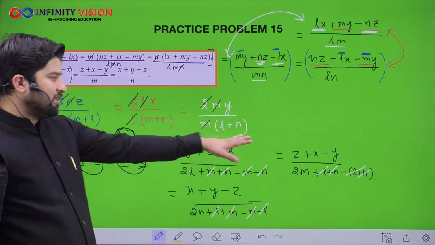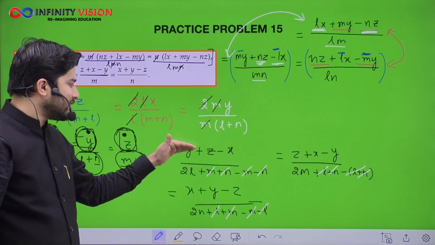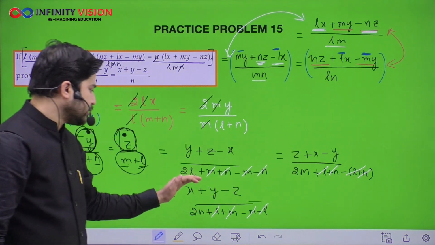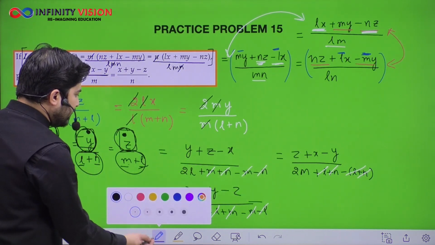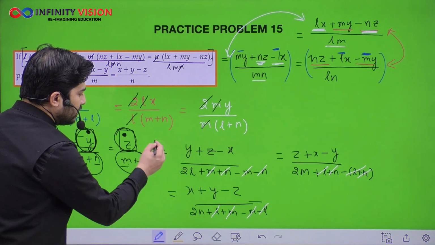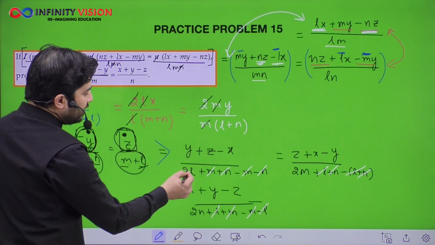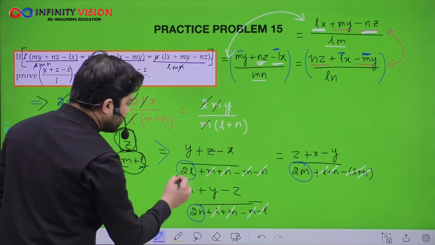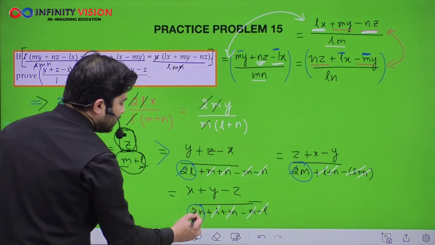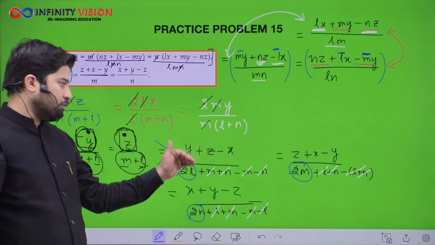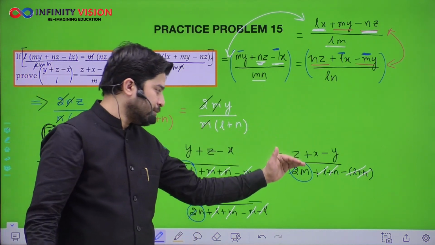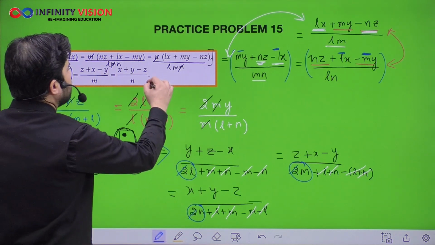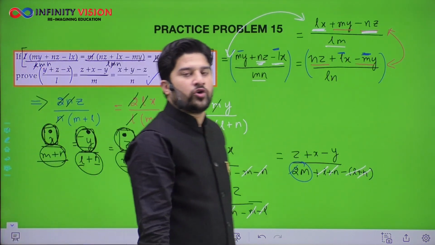So now these three ratios, if you look into the antecedents, these are y plus z minus x, z plus x minus y, and x plus y minus z. So I can say, okay, all these are equivalent, and in that consequent you have 2L, then you have 2m, and then 2n. So 2 will be cancelled, and you would be left with (y + z - x) upon L equals (z + x - y) upon m equals (x + y - z) upon n, which is nothing but the equation which you have to prove.